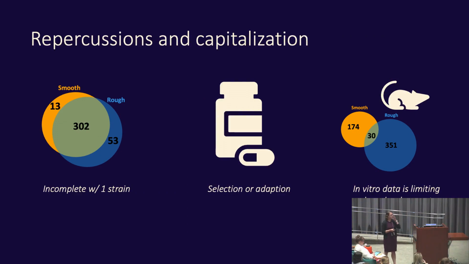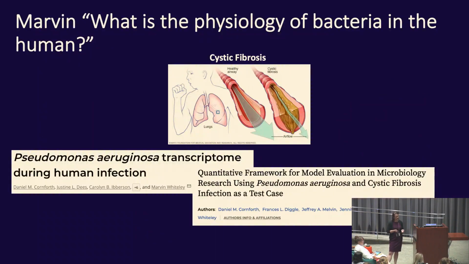For my postdoc, this has mostly been work inside a test tube or in an animal model. But an animal model is not a human. I joined Marvin Whiteley's group simply because he was asking this great question: what is the physiology of bacteria during human infection? In the lab, they get samples from cystic fibrosis patients, do RNA-seq on the sputum from these patients, and from that work, they've been looking at the transcriptomes of Pseudomonas aeruginosa and been able to ascertain the physiological footprint of bacterial infection in humans.